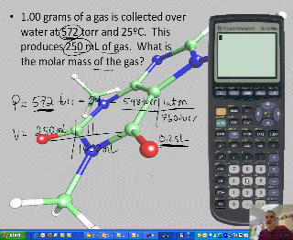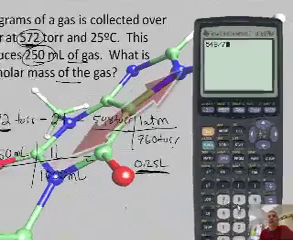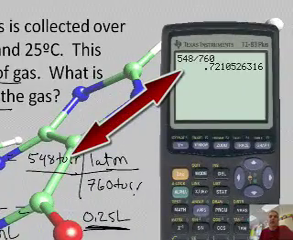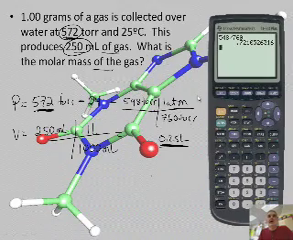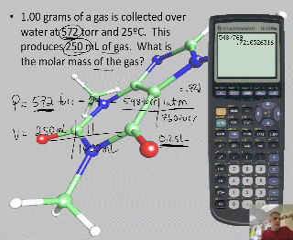So let's find the pressure. So I have 548 divided by 760 gives me 0.721. So this is 0.721 atmospheres. All right, that's my pressure.